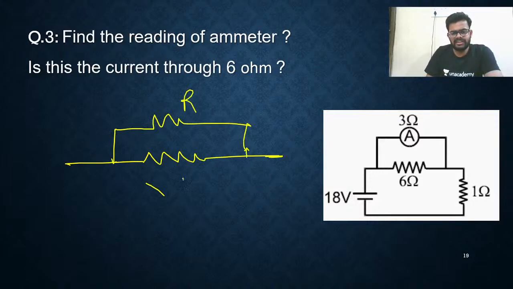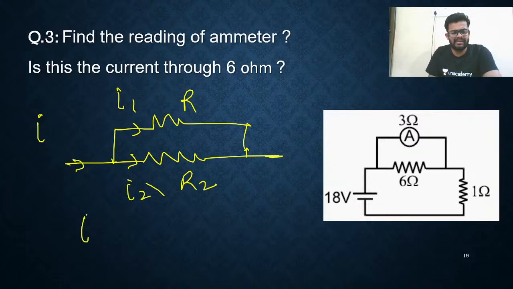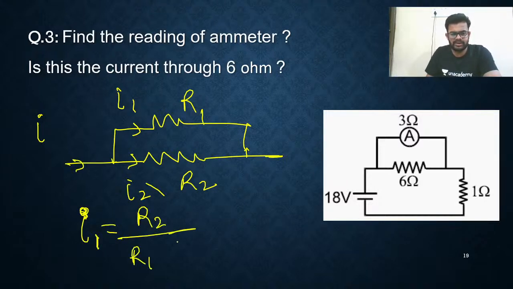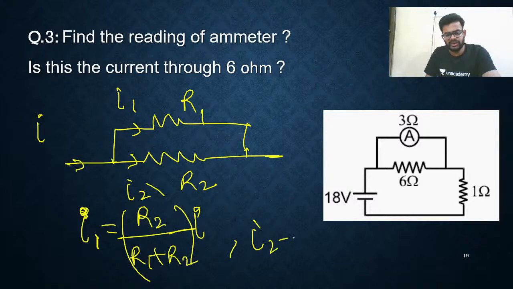Let's say this is R1, this is R2, and this is I. Let's say the current here is I1, and the current here is I2. How to find I1? I1 is equal to R2 divided by R1 plus R2, into the total current. Next, I2 is equal to R1 into I divided by R1 plus R2.